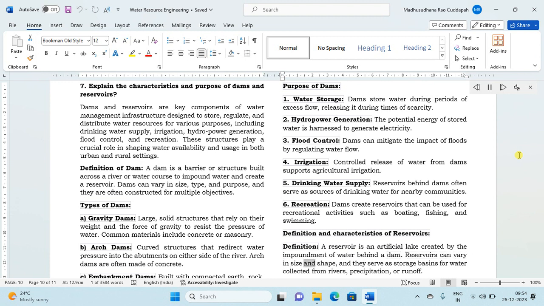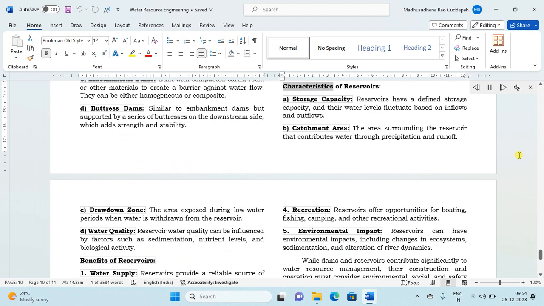Reservoirs can vary in size and shape, and they serve as storage basins for water collected from rivers, precipitation, or runoff. Characteristics of reservoirs. A. Storage capacity. Reservoirs have a defined storage capacity, and their water levels fluctuate based on inflows and outflows. B. Catchment area. The area surrounding the reservoir that contributes water through precipitation and runoff.